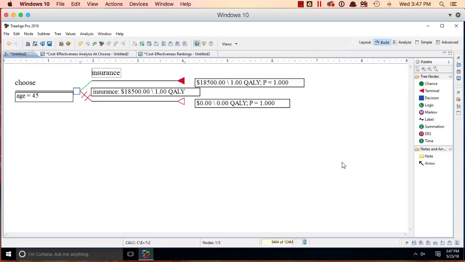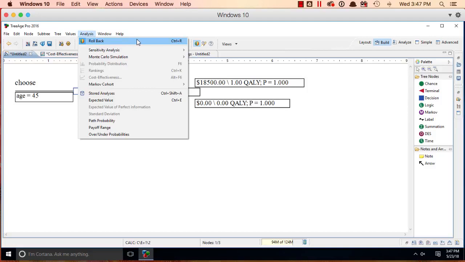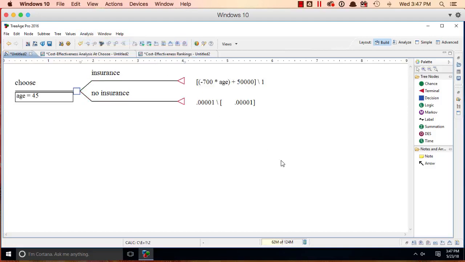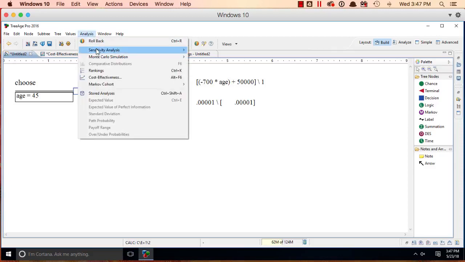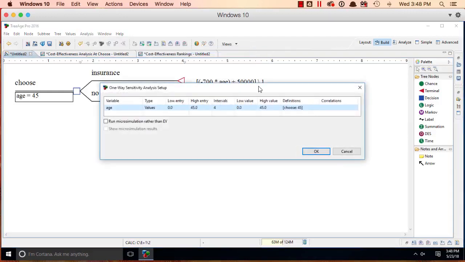Insurance is cost effective compared to no insurance, given that we said the willingness to pay is $50,000 per quality adjusted life year for a 45-year-old. So for a 45-year-old, insurance is cost effective. Undo that rollback, and now we'll do a sensitivity analysis. Sensitivity analysis allows us to look at a range of values for age and how that affects the ICER. So how sensitive is the incremental cost effectiveness ratio? How sensitive is the ICER to the age of the individual in question, the individual in the study?